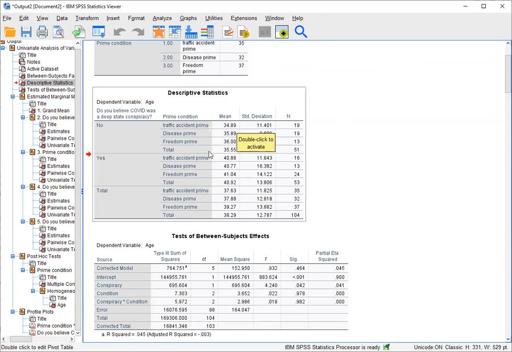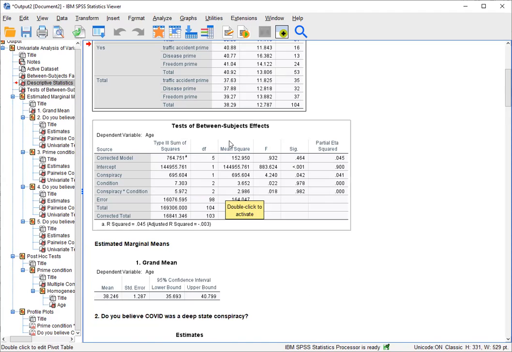So, total mean age for people who thought no was 35.55. People who thought yes was almost 41. So that looks like there might be a difference there actually, which is interesting, right? And mean ages for the 3 prime conditions seems about the same. So that looks good. All right.